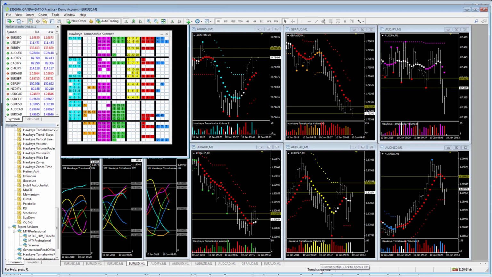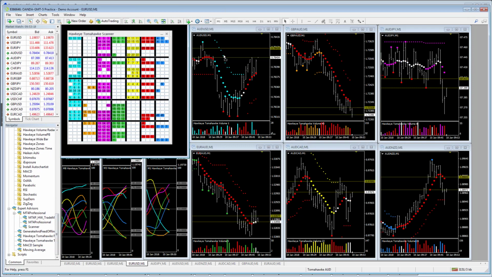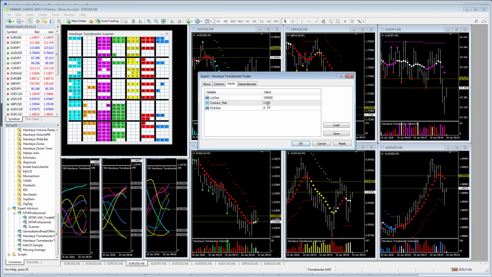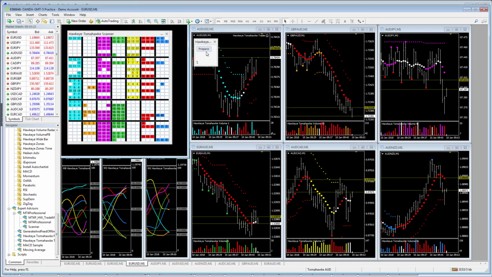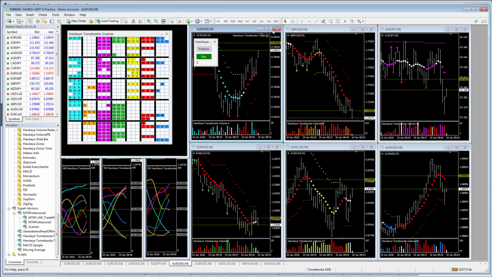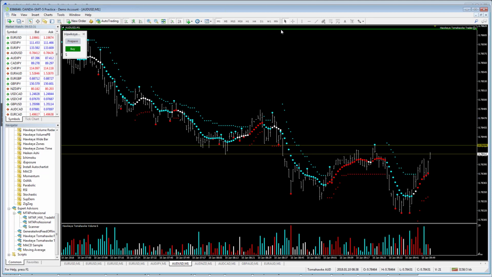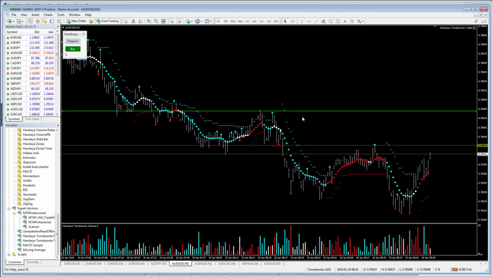Let me see if I can pull that on here. Yeah, it comes with the EA, the Hawkeye Tomahawk Trader, that you can simply place on the chart, define the contract size and the risk, and then it allows you to go through and trade the particular chart based upon your current metrics. And so here is your entry point.